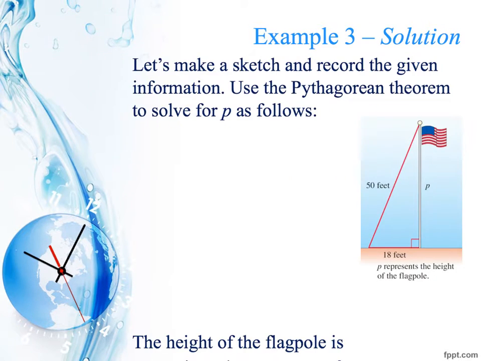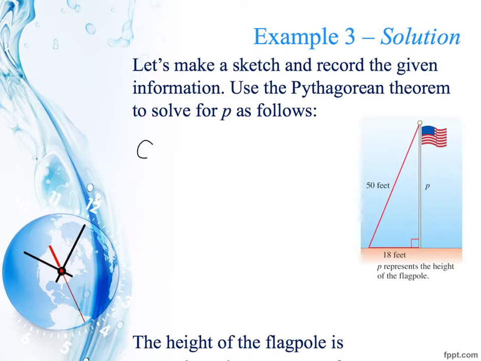So here's a picture that shows what is described there. You can see it's 18 feet when it's pulled taut, from the base of the rope to the base of the flagpole, and that the rope itself is 50 feet long, and you can clearly see that that is the hypotenuse. So we want to use the Pythagorean theorem to solve for P.